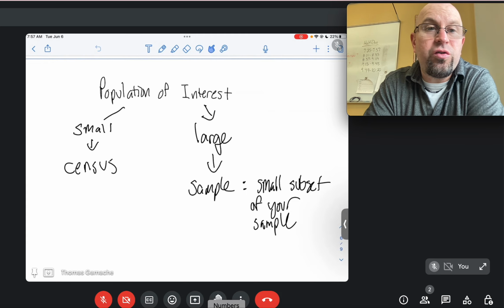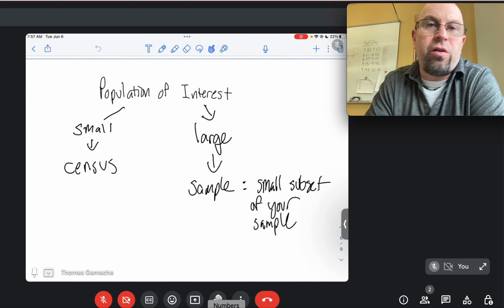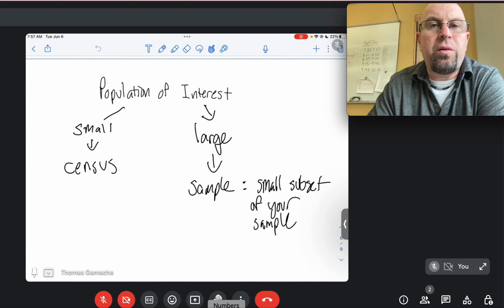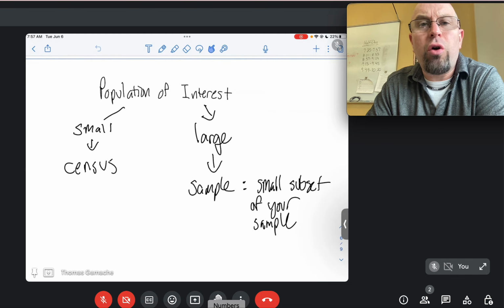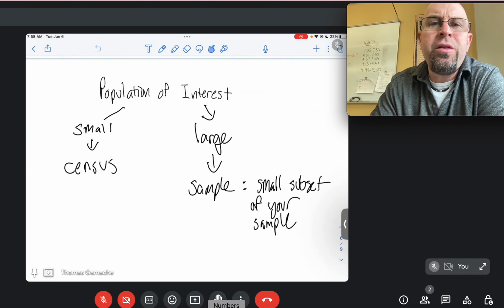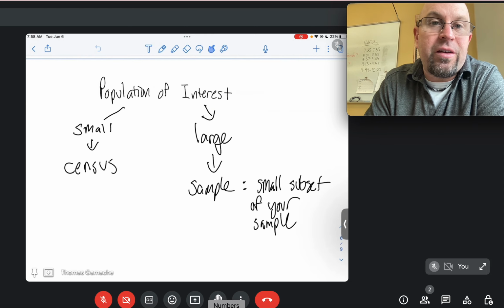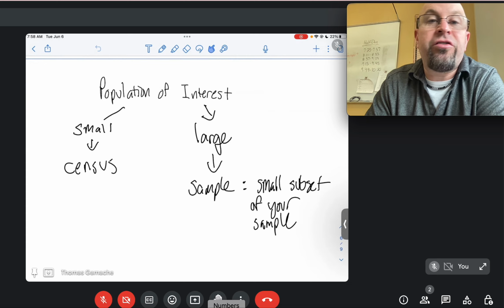Okay, in statistics, you always start out with a population of interest, or something you're interested in. Maybe it's all the people in your high school, maybe it's all the people in your classroom, maybe it's all golden retrievers on the planet, maybe it's all dogs in your neighborhood, maybe it's every single iPhone, maybe it's every single Skittles, something like that. That's a population of interest.